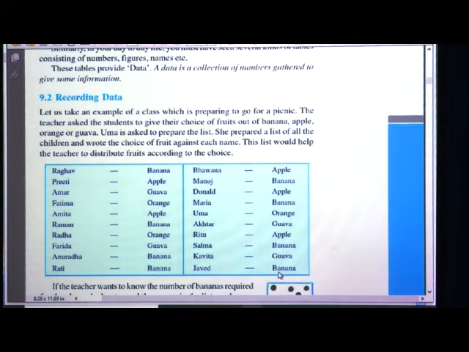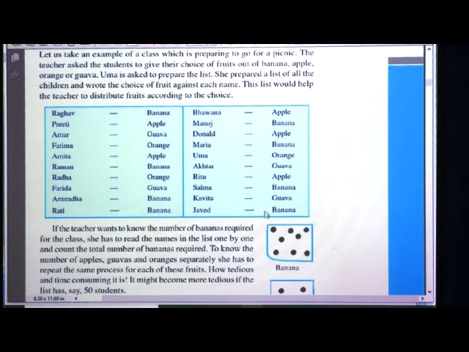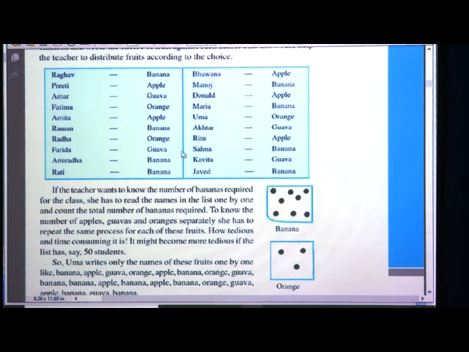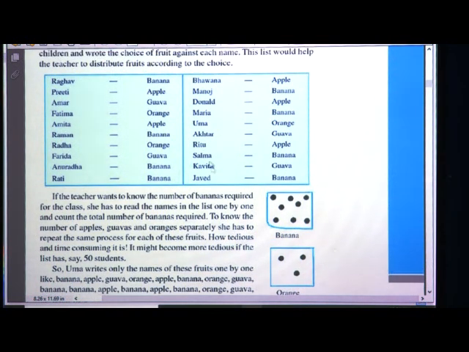So, she has made the list of the fruits liked by each student. Here is the list that we read out. If the teacher wants to know the number of bananas for the class, she wants to find out how many students like bananas, then the number of apples, guavas and oranges. She has to read the names in the list one by one and count the total number of bananas required. So, now we have the list here.